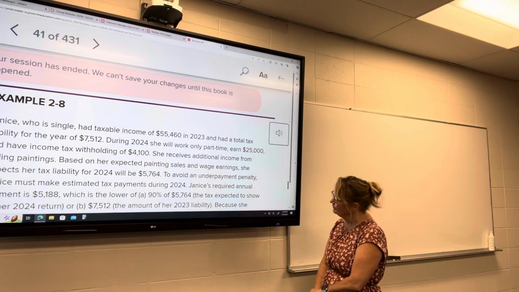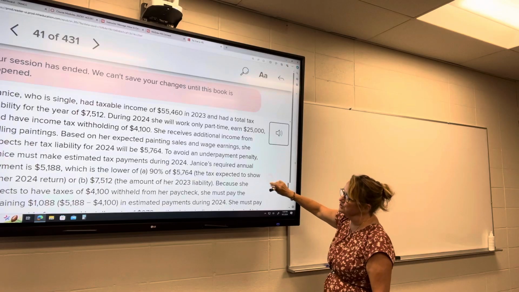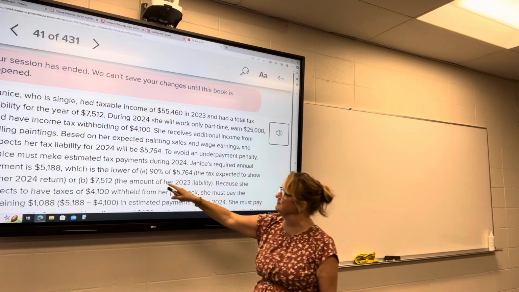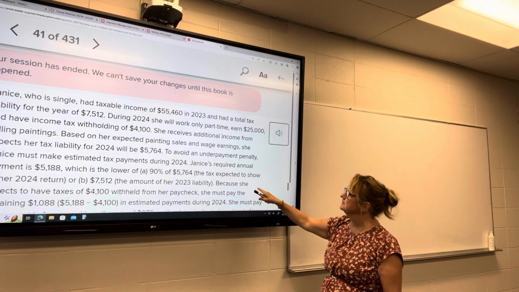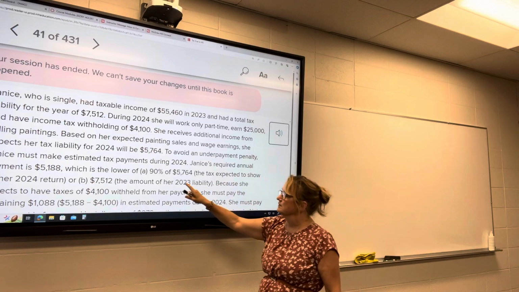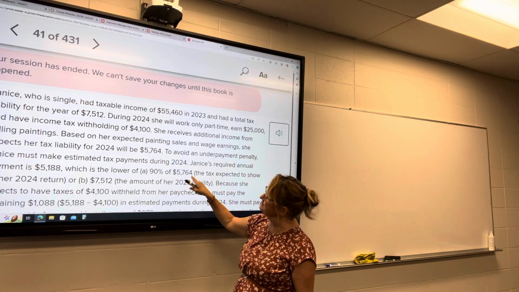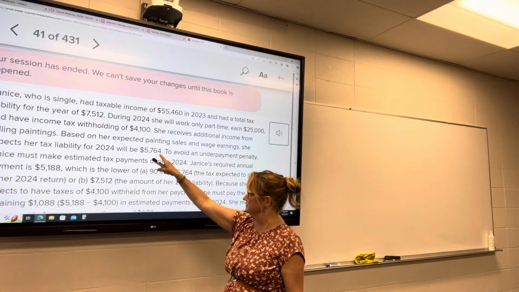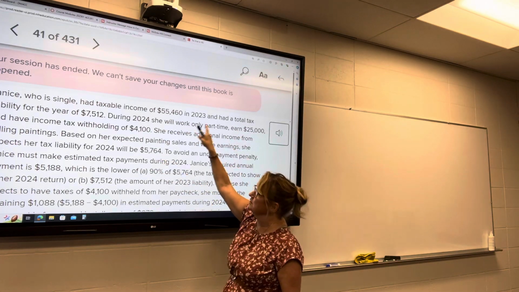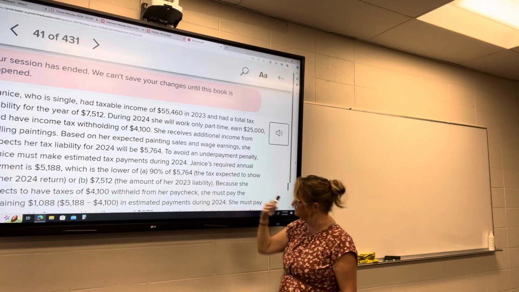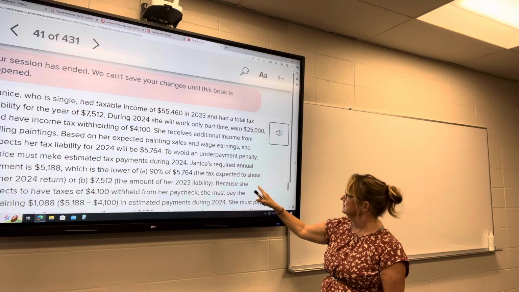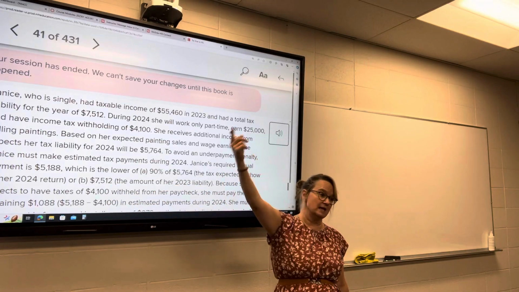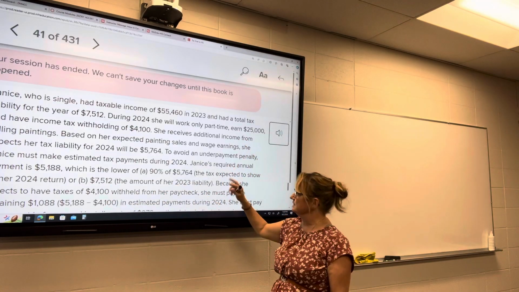But to avoid an underpayment penalty, she has to make estimated payments. Her required annual payment is $5,188, which is the lesser of 90% of $5,764, what she's estimating her tax liability to be, or, because she's under $150,000 of AGI, she can use the 90 and 100% rule. Or $7,512, which was the amount from last year. She gets to take the lesser of those two.